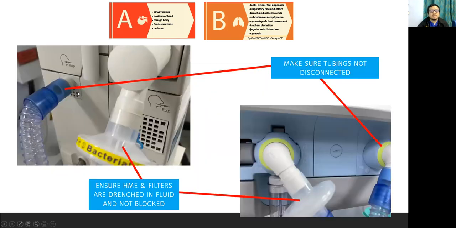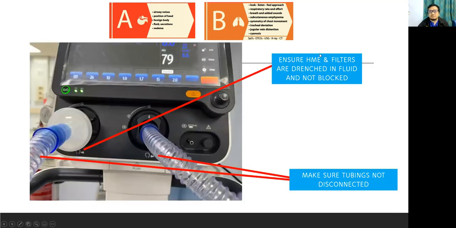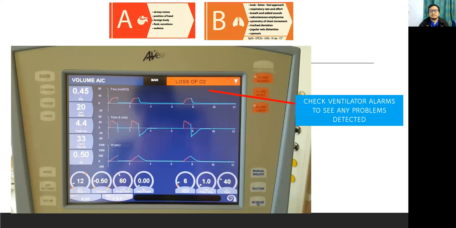Next, you have to look at the inspiratory and expiratory port. Make sure the tubing is not disconnected. Ensure the HME and filter are not drenched in fluid and not blocked. Okay, there's no fluid. If there is fluid or heavy secretion, then you have to change the filter. Sorry, it's a typo error. Make sure the tubing is not disconnected, and no leak from the tubing. And check the ventilator alarm to see any problems detected.